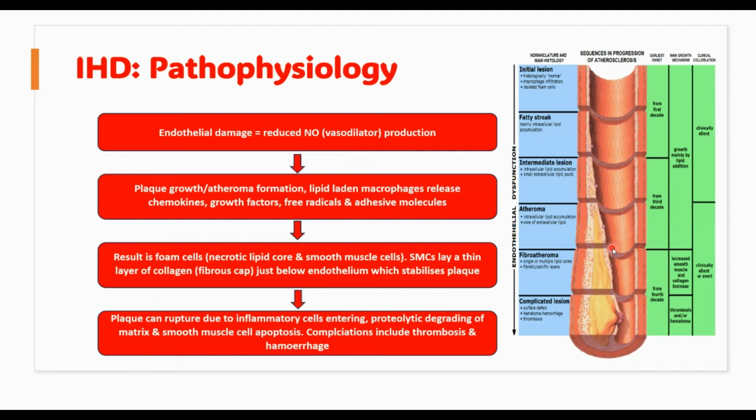The plaque can actually rupture because of the continuous flow of inflammatory cells into that region of the vessel. These inflammatory cells can also release proteolytic enzymes, so you can have degrading of the fibrous cap, and also these smooth muscle cells start to die too, and this is known as apoptosis. I can speak about this in other videos, but essentially it means controlled cell death.